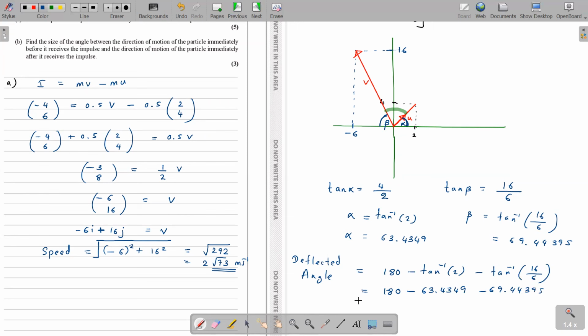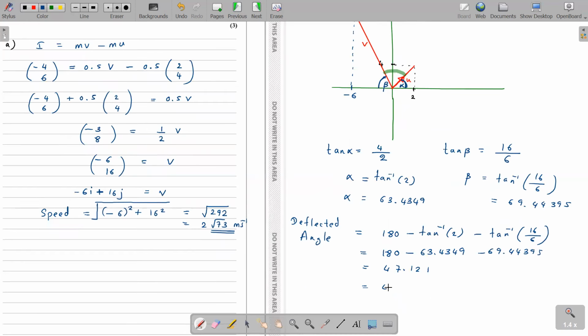44395. So I get here 47.12 1211. Okay, so then now they're saying you find the size of the angle. They have just said to find the angle. So we can leave it to 3 SF. 47.1.